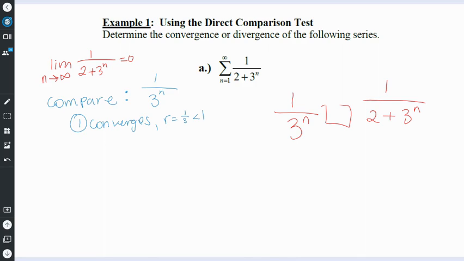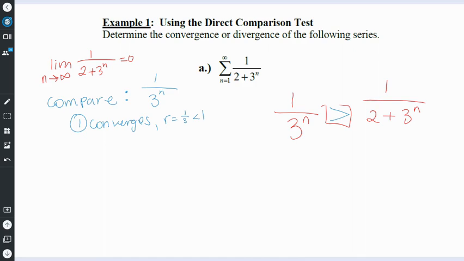Is it smaller or larger? Wait, actually, no, that one's smaller. Oh, wait. It is smaller. Yeah. Why? It's bigger on the bottom, so the fraction is smaller. Eventually, the bottom is going to grow faster because of that adding 2, right?